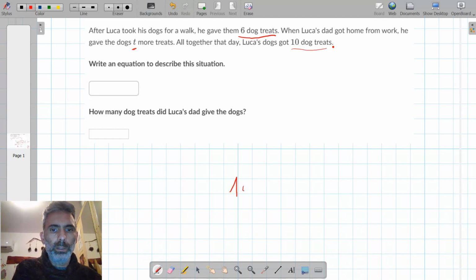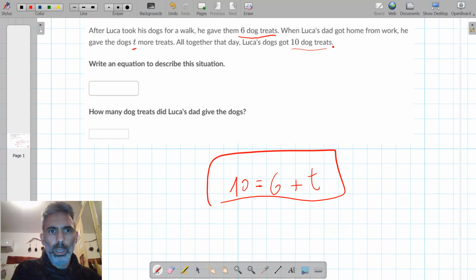Okay, so 10 is the total number, and it's the combination of 6 treats that Luca gave them, plus the T number of treats that Luca's dad gave them. Okay, so this is the equation. And how many dog treats did Luca's dad give?